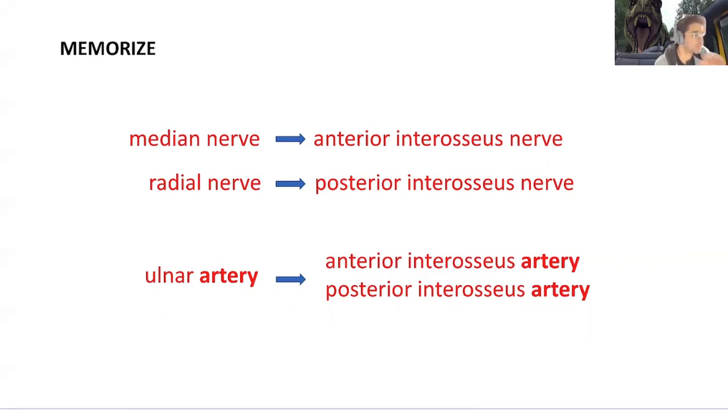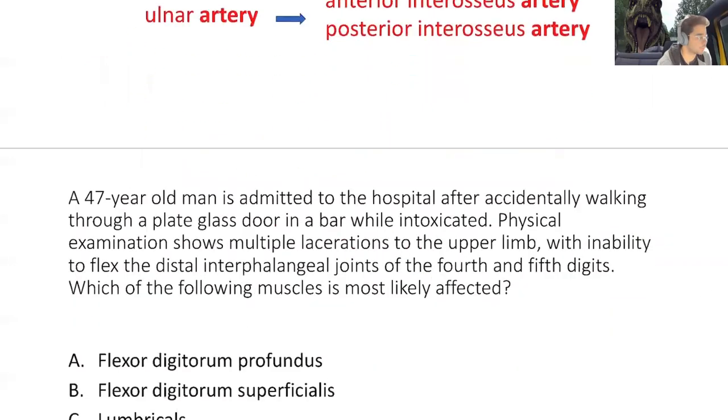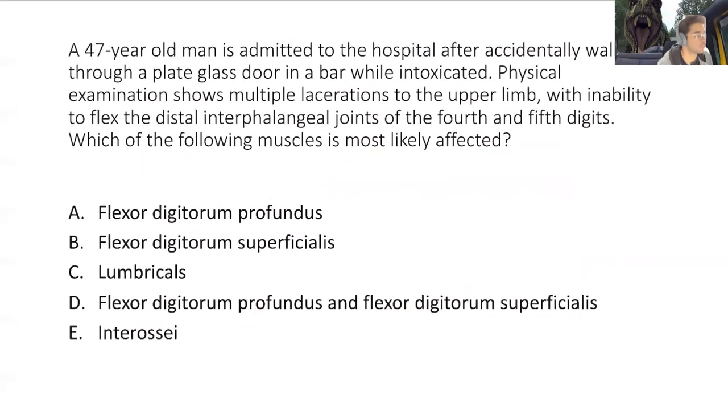The ulnar artery is associated with both the anterior interosseous artery as well as the posterior interosseous, okay? Keep that in mind. They like asking questions on it. And as you can see, they're named very similarly, except for the artery and the nerve part. So very easily you can get tripped up on your anatomical feeding points that provide both innervation and vasculature. Let's do this question.